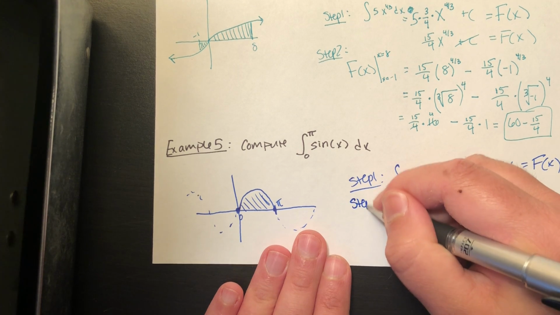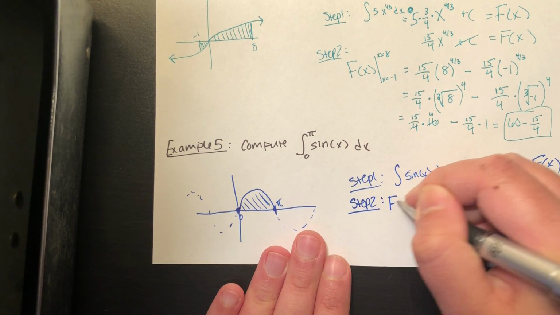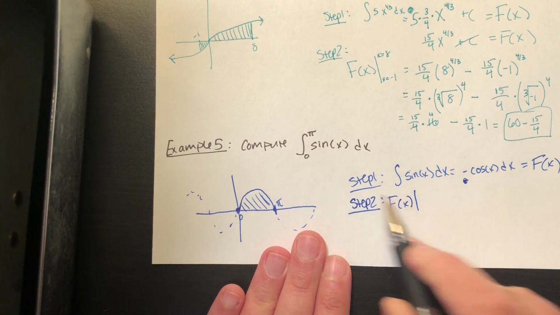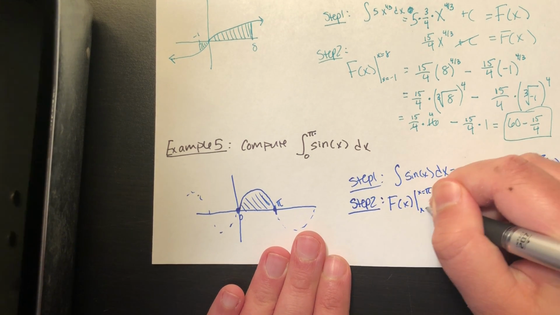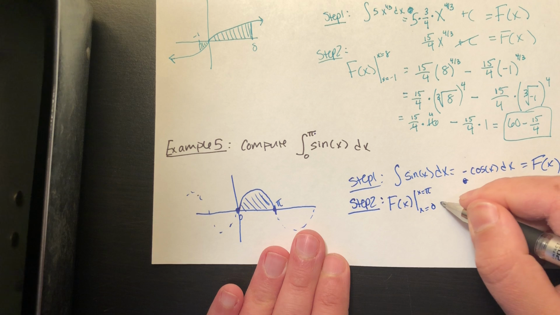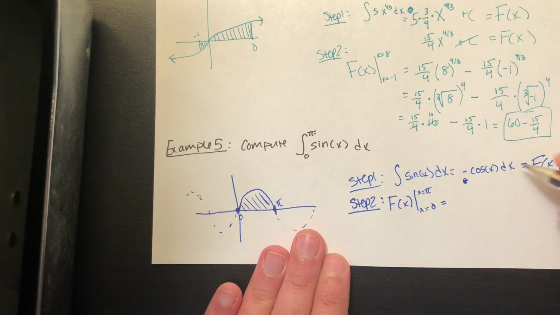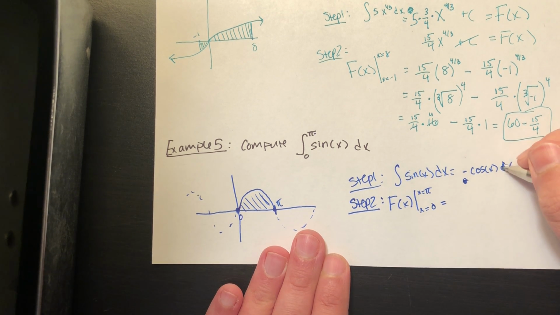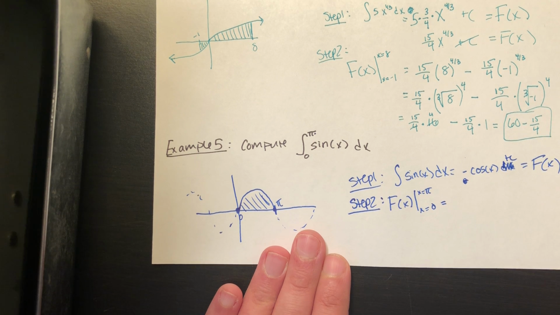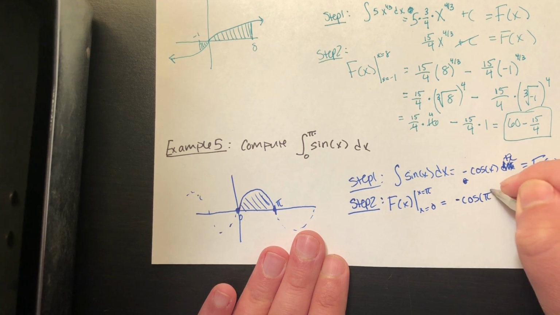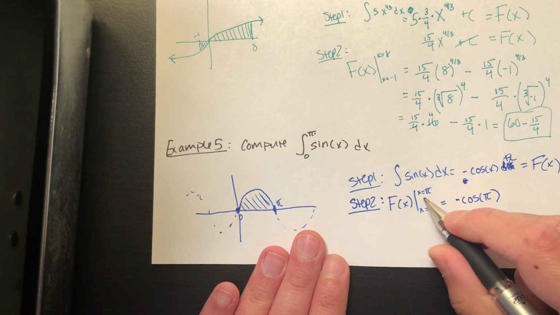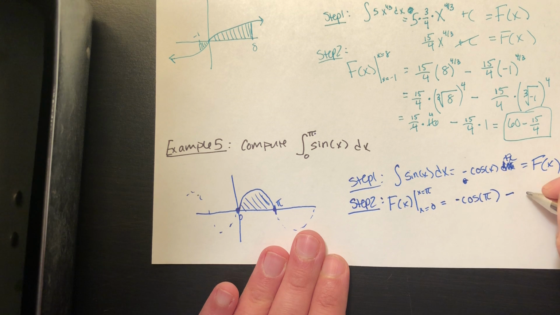Step 2 is to take that antiderivative, big F of x, and evaluate it at pi, evaluate it at 0, and subtract. So this would be, oh, this isn't a dx, my bad, this is a plus c. Doesn't matter, the plus c is going to go away anyway. Okay, so this is negative cosine of pi, right, that's big F of pi, minus negative cosine of 0.